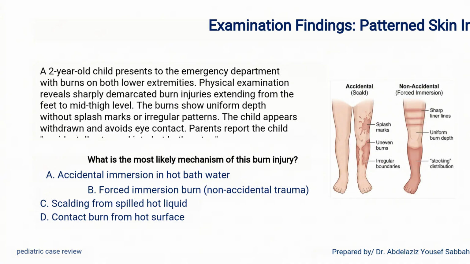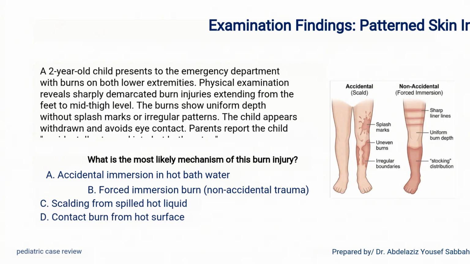Case 4. A 2-year-old child presents to the emergency department with burns on both lower extremities. Physical examination reveals sharply demarcated burn injuries extending from the feet to mid-thigh level. The burns show uniform depth without splash marks or irregular patterns. The child appears withdrawn and avoids eye contact. Parents report the child accidentally stepped into hot bath water. What is the most likely mechanism of this burn injury?